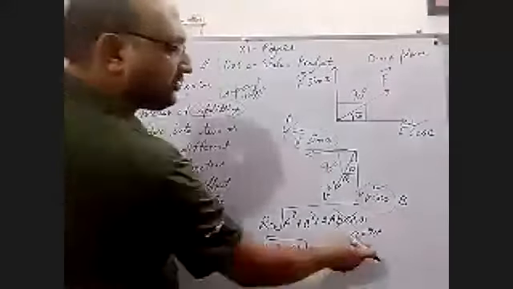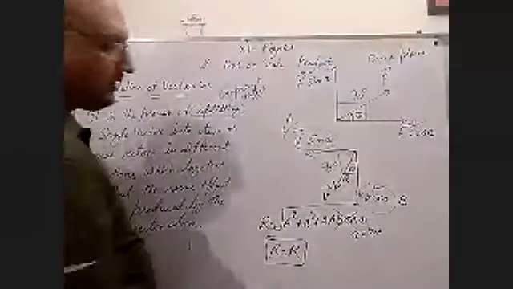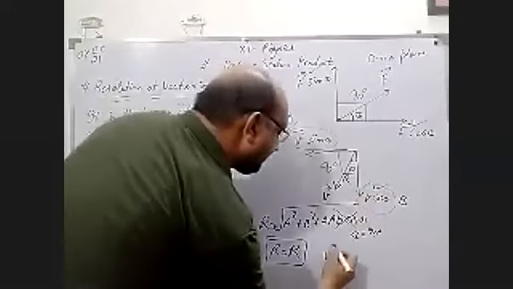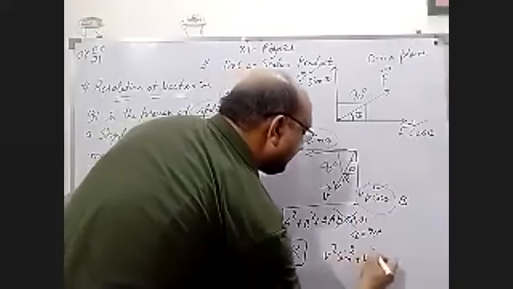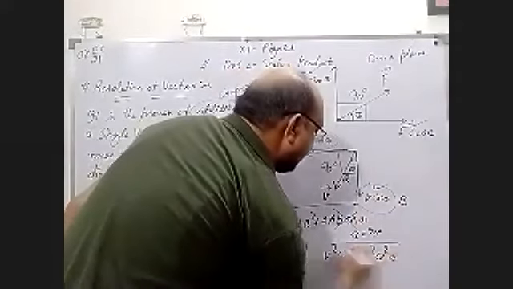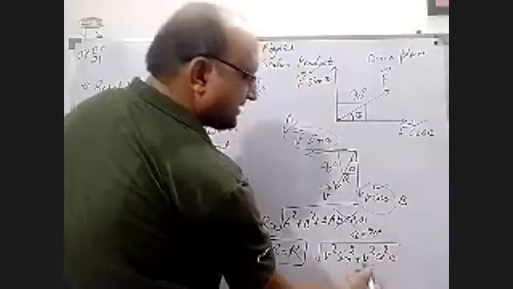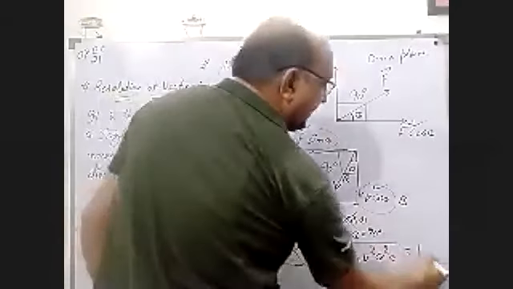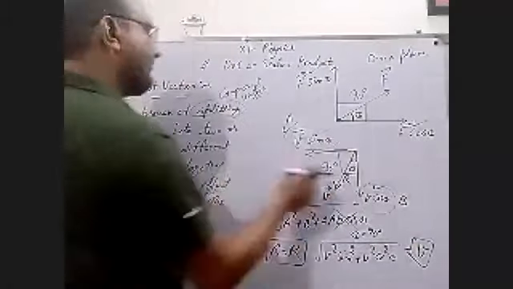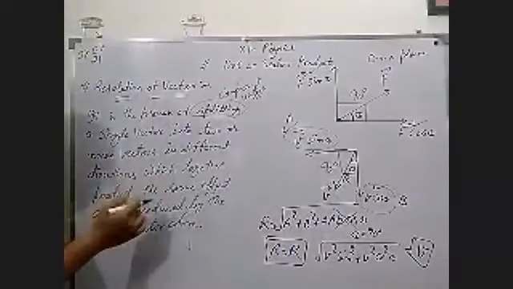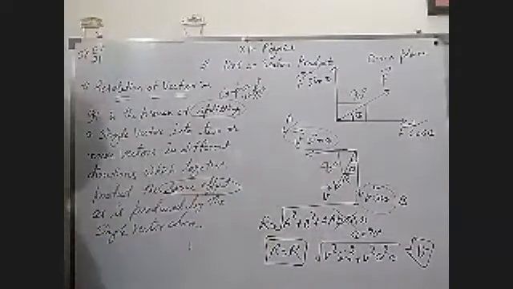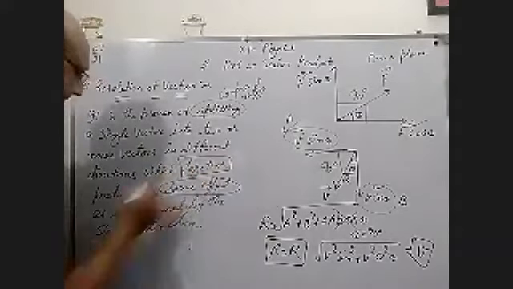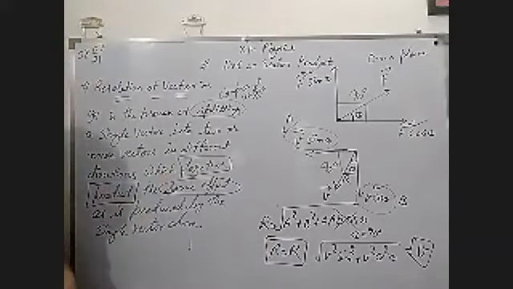This term is 0 because theta is 90 degrees, and cos 90 is 0. Then V square sin square theta plus V square cos square theta under the root. You know very well V square is common, and sin square theta plus cos square theta has the value 1, so V square under the root is again V. Then you get the same effect, V. In this way you can see you get the same effect when you take the resultant of these two components.